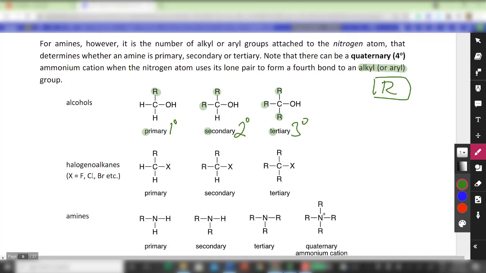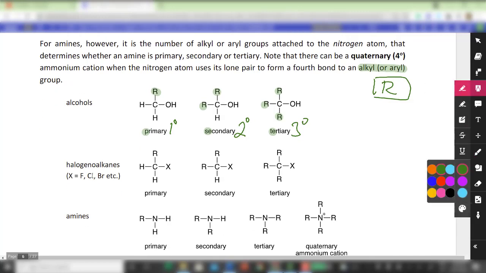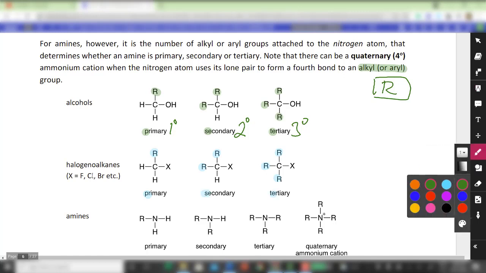It's the same as halogenoalkane. So if you have 1 R group, it's primary, 2 R groups, secondary, 3 R groups, tertiary. So it matches really well. And then if you write it out, it will be primary, secondary, tertiary.